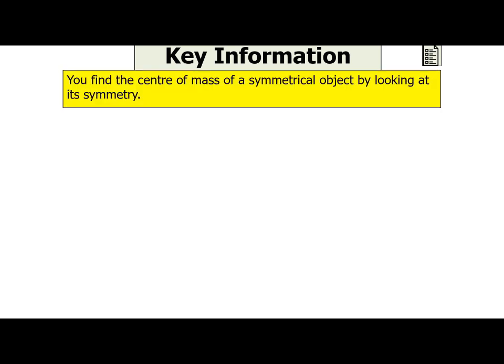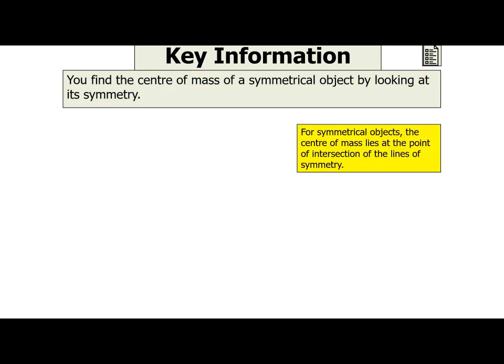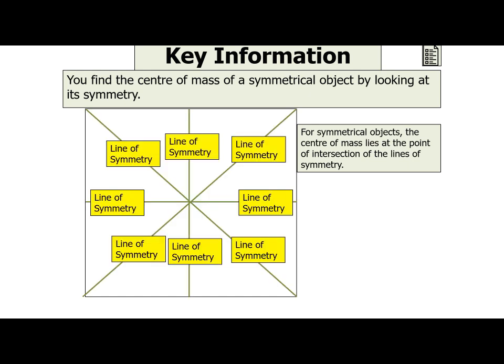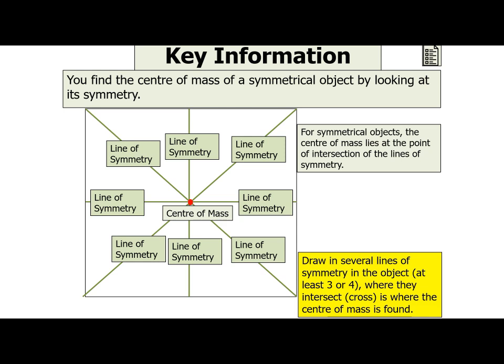Now you can find the centre of mass of a symmetrical object by looking at its symmetry. For a symmetrical object, the centre of mass lies at the point of intersection of the lines of symmetry. Now if we look at the following shape here, we can see our different lines of symmetry in the following diagram, and our centre of mass is at the intersection of these lines. So what you would do is draw in several lines of symmetry in an object, at least 3 or 4, and where they intersect or cross is where the centre of mass is found.